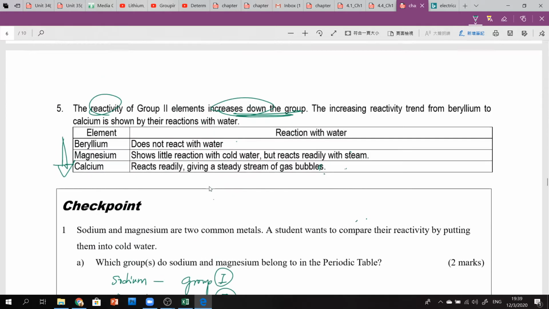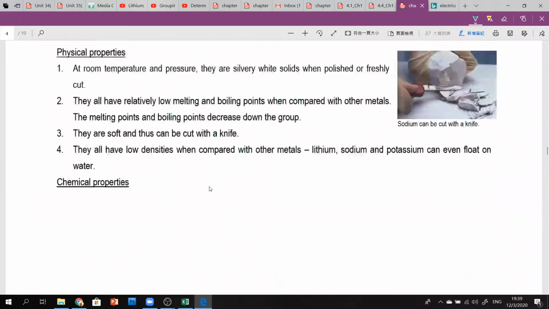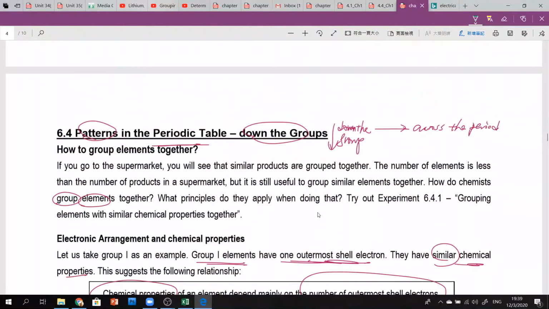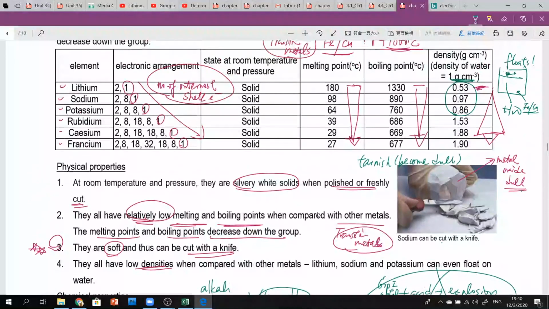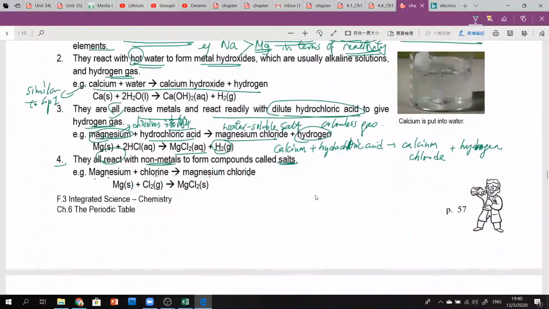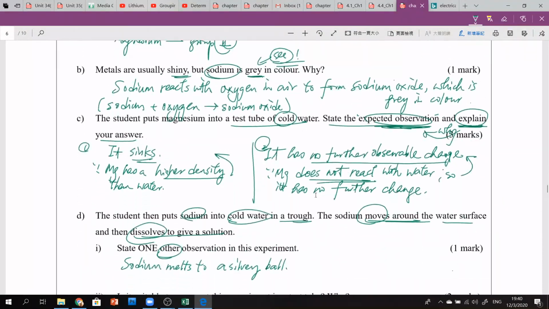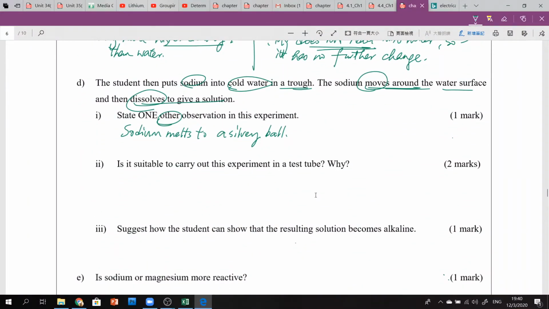Because for sodium, the melting point, take a look at that. The melting point of sodium is rather low. It is just 98. Can you see that? 98 degrees Celsius. So in case the reaction is highly exothermic, which means it gives out heat, it will finally melt to a silvery ball. What else?